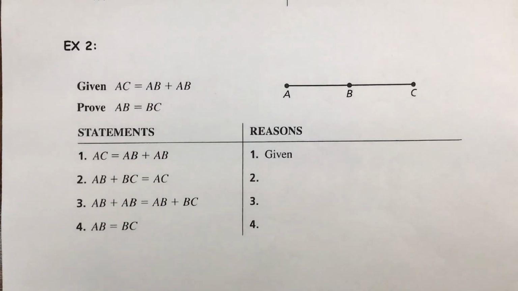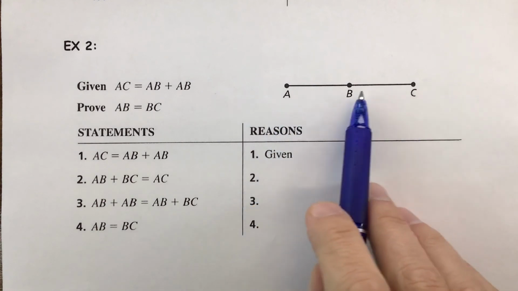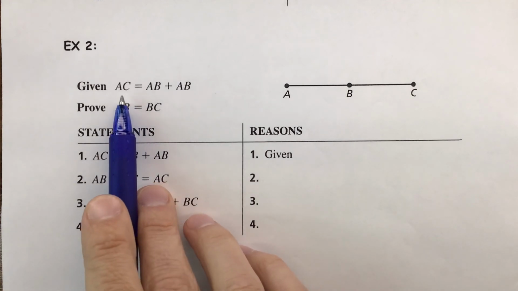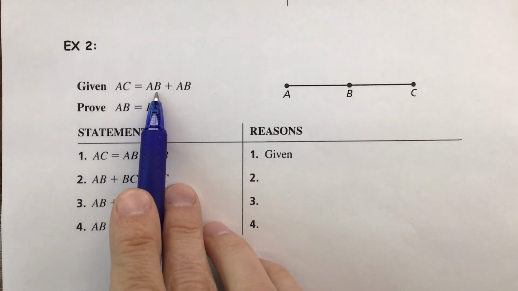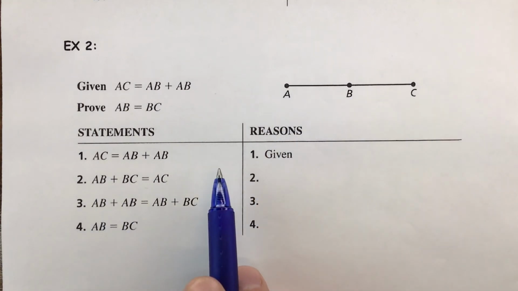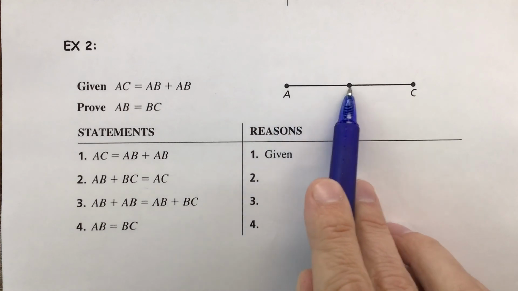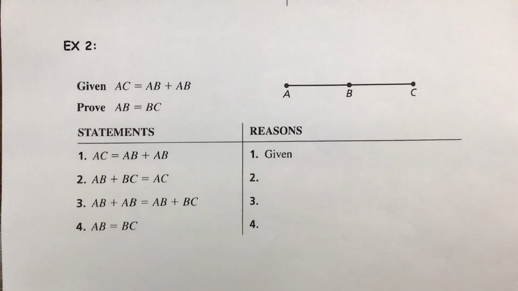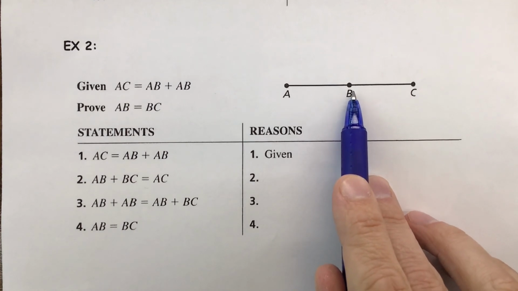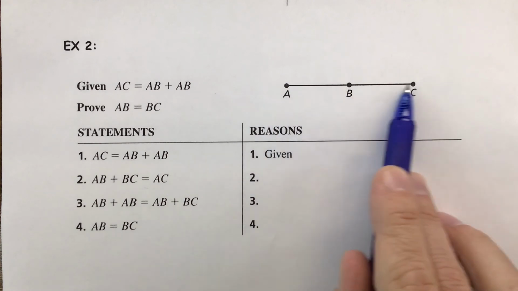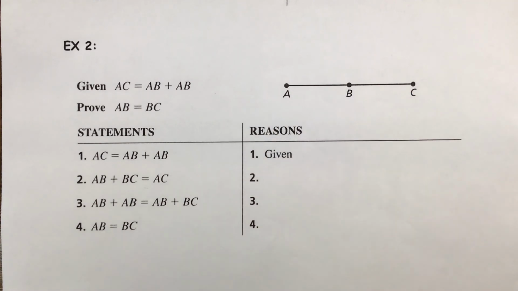All right, for our second proof, we have a picture of a segment AC with a point B sitting on top of it. Our given information is that AC is equal to AB plus AB. That's interesting. AC, the whole thing, is going to be equal to the length of AB plus itself, AB. So what does that tell us about B? That tells us that B is going to be a midpoint of the whole thing, right? Because if the length of that doubled would become the whole thing, then it means it's the same length as that side, and B is a midpoint.